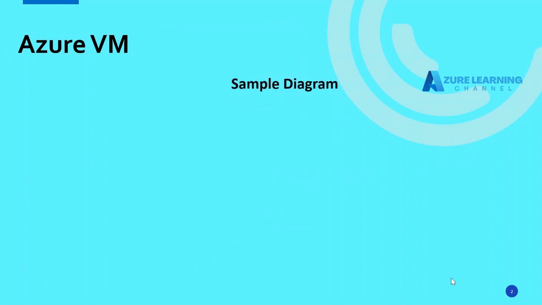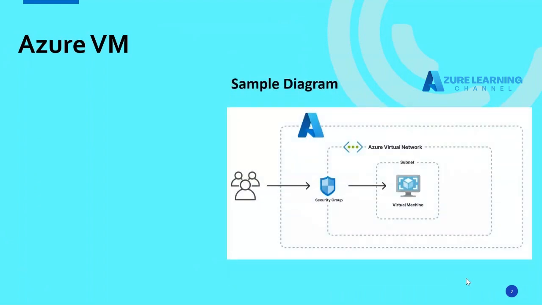I have a sample architecture diagram. This is our virtual machine. To access a virtual machine, we should use the security group, which allows the users to access our virtual machine. And the main important things are the virtual network and the subnet. These two things should be there. Without a subnet or a virtual network, you cannot place a VM in Azure.